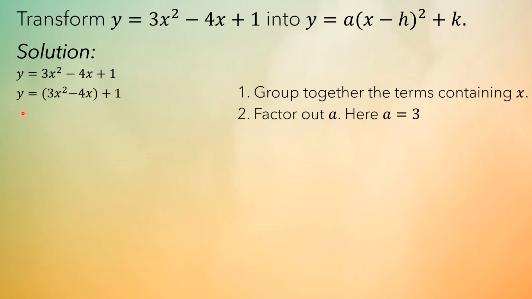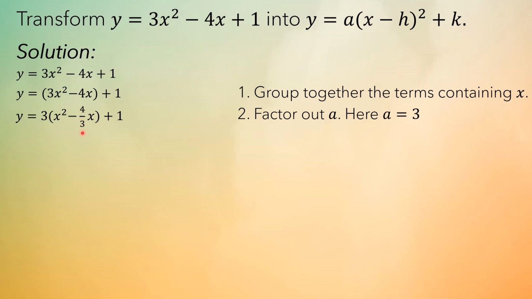Second step is to factor out a. So here, a is equal to 3. So, i-factor out natin yung 3. So, ilalabas natin yung 3 ng 3x squared at ng negative 4x. So, magiging y equals 3 times the quantity of x squared minus 4 over 3x.